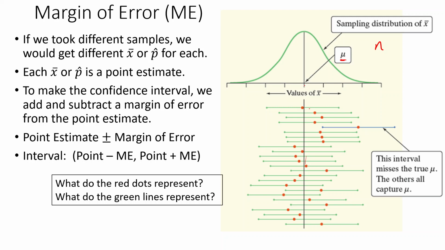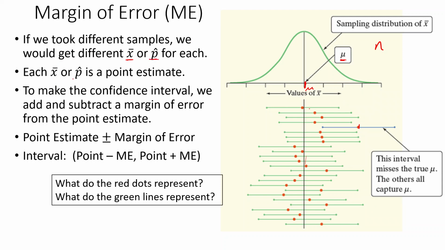They captured the true mean. This is our true mean right here. One of them missed it, which is what we would expect. 95% would get it. One sample was not a good sample, but it still works. I mean, it's still a valid sample. All right, so if we took different samples, we would get different means and different proportions.